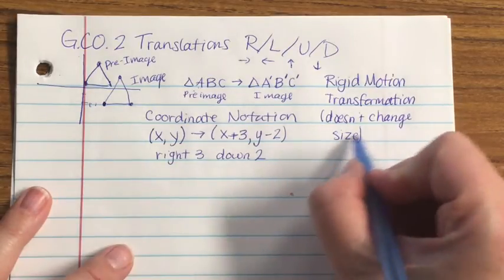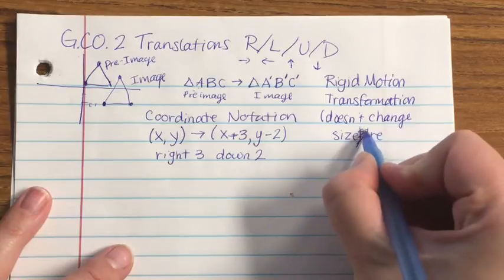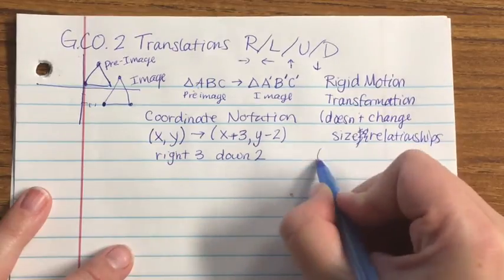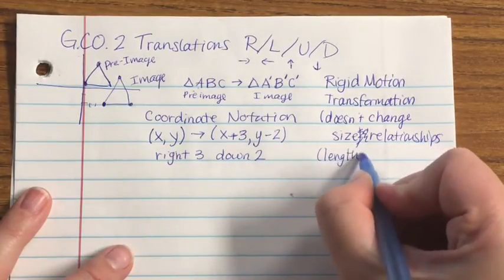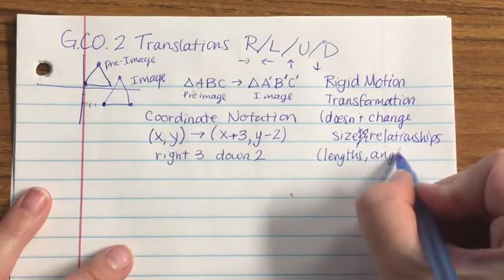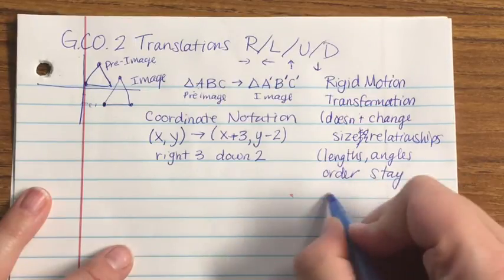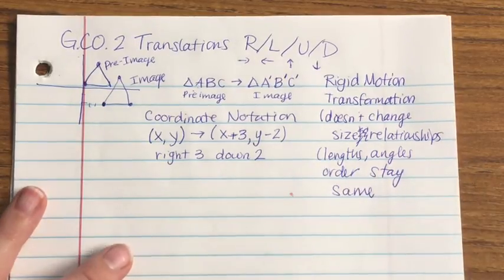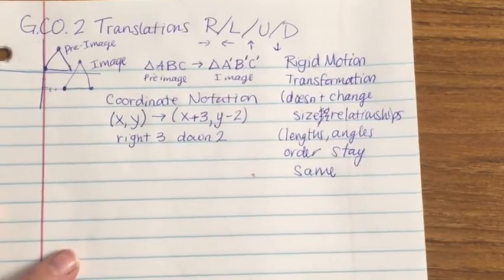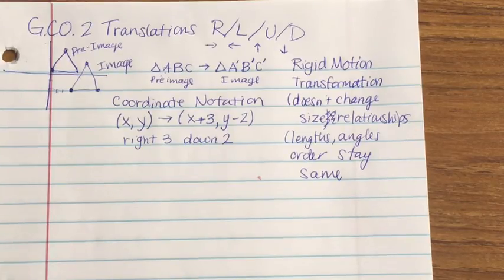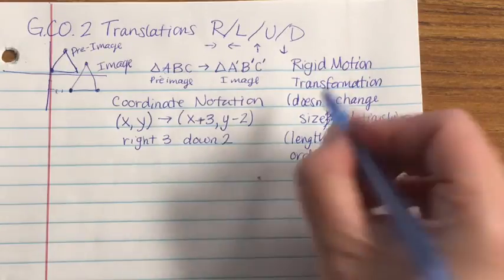It also doesn't change the relationships, so the lengths, the angles, and the order all stay the same, like ABC is converted to A prime B prime C prime. So no matter what rigid motion transformation you do, it will always stay the same size and the same shape. It'll have the same angles and the same lengths. A lot of stuff will stay the same. The main thing is that it won't change the size.